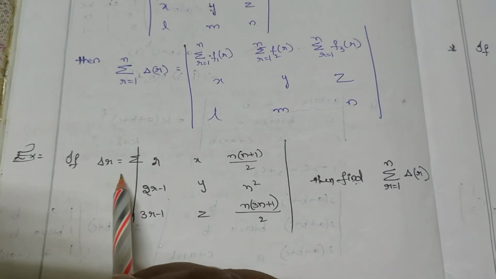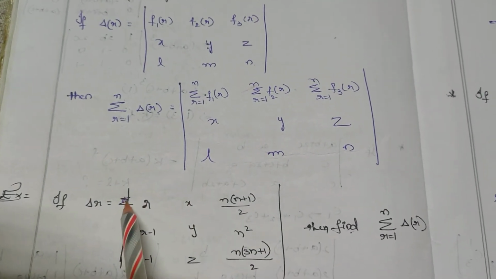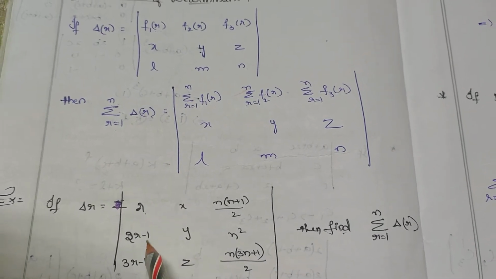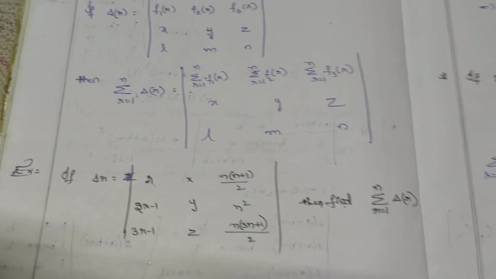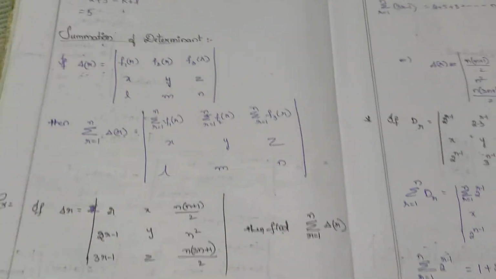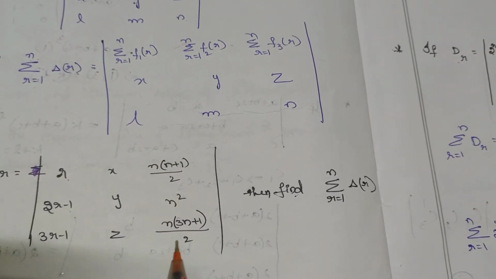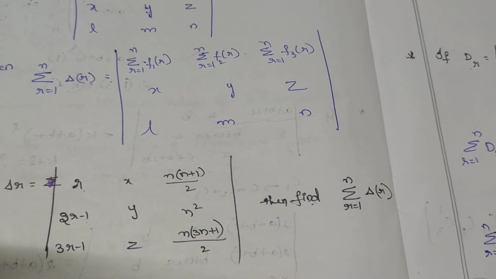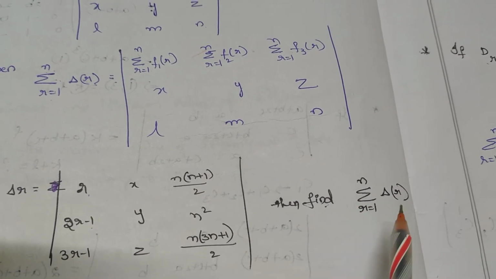If delta r is equal to, so this is not sigma, delta r has first column entries r, 2r minus 1, 3r minus 1, second column entries x, y, z, and third column entries n into n plus 1 by 2, n square, n into 3n plus 1 by 2. So the second and third columns do not depend upon r. Then find sigma r is equal to 1 to n of delta of r.